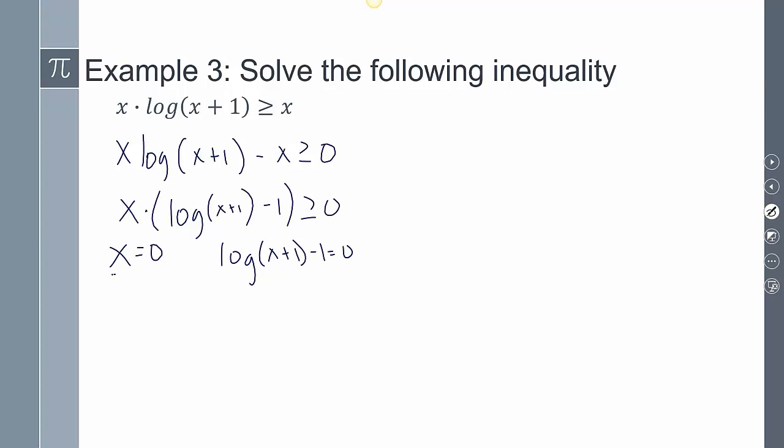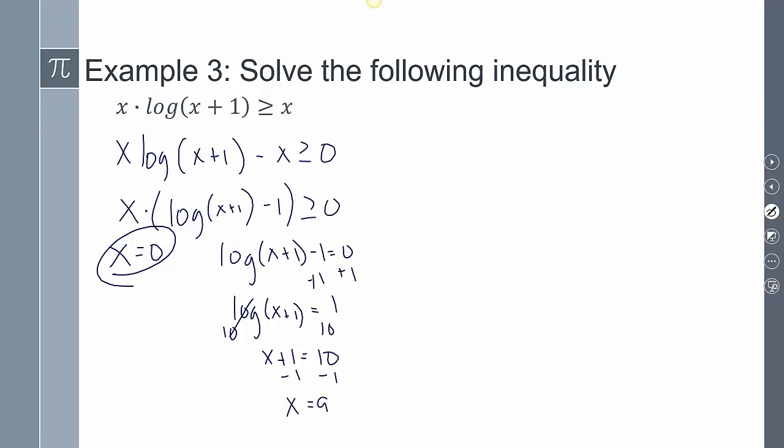Well, this one's already solved, so that's good. For this one here, I can add 1 to both sides, and so I get log of x plus 1 equals 1. Take base 10 to both sides, turning it into exponential form. Minus 1, I get x equals 9. So now I have my two values, and I can place them on the number line. I have 0 and I have 9.